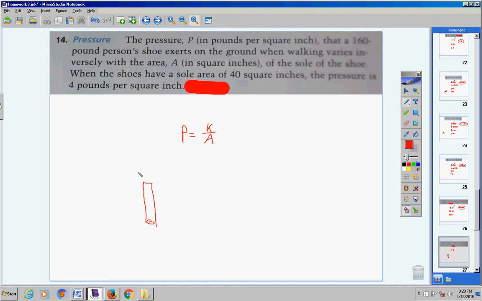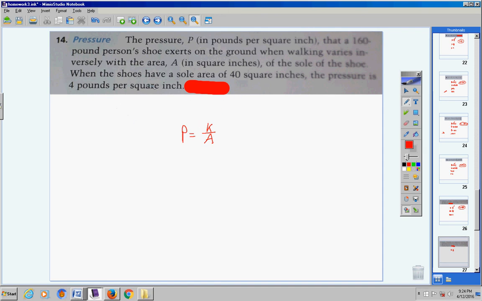Well, I'm not gonna show off my drawing skills here. Sarcasm intended, but that does make sense. When the soles have an area of 40 square inches, the pressure is 4 pounds. Let's write the inverse variation equation.